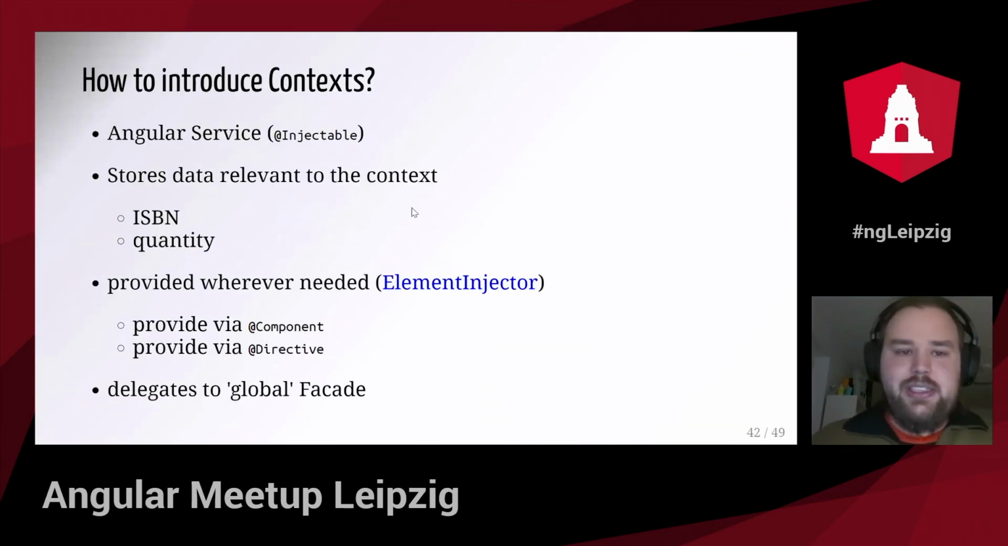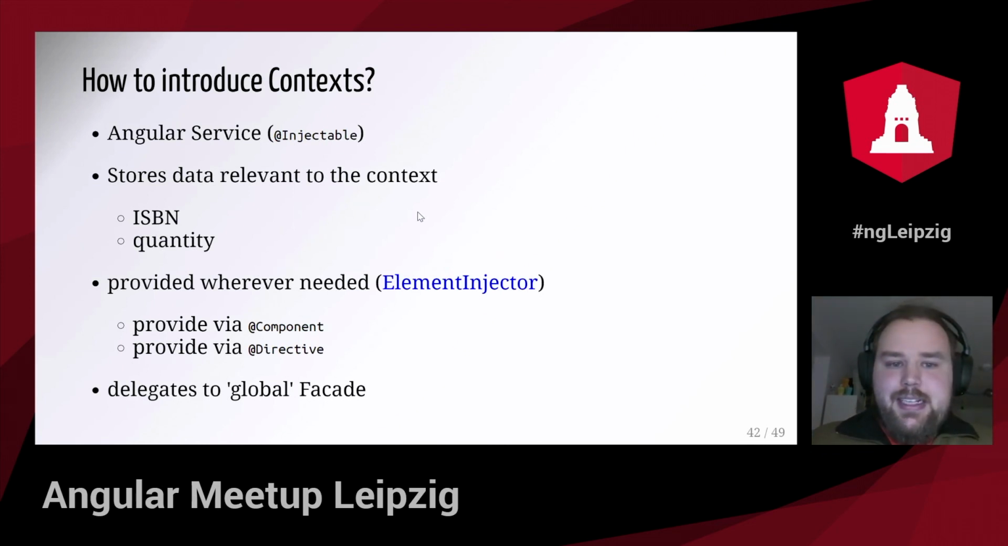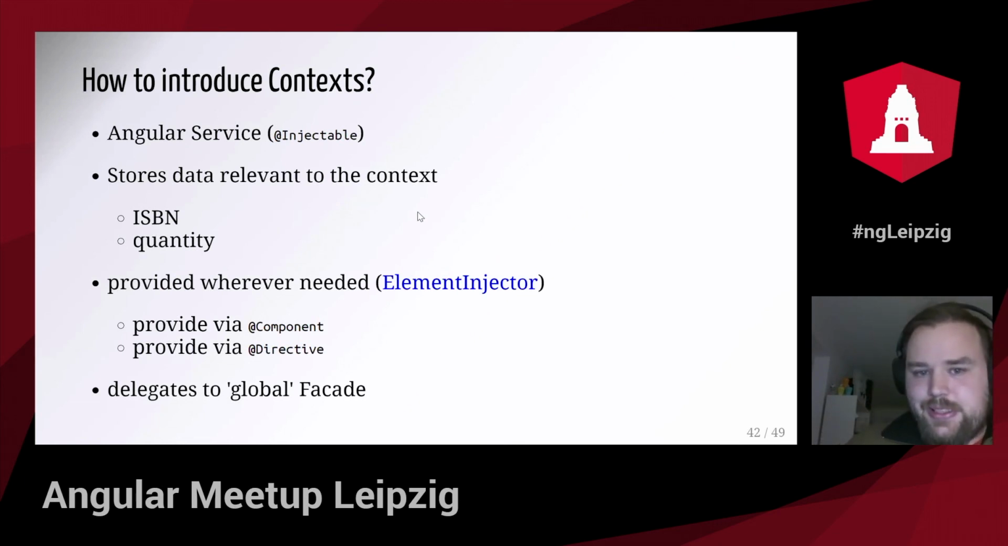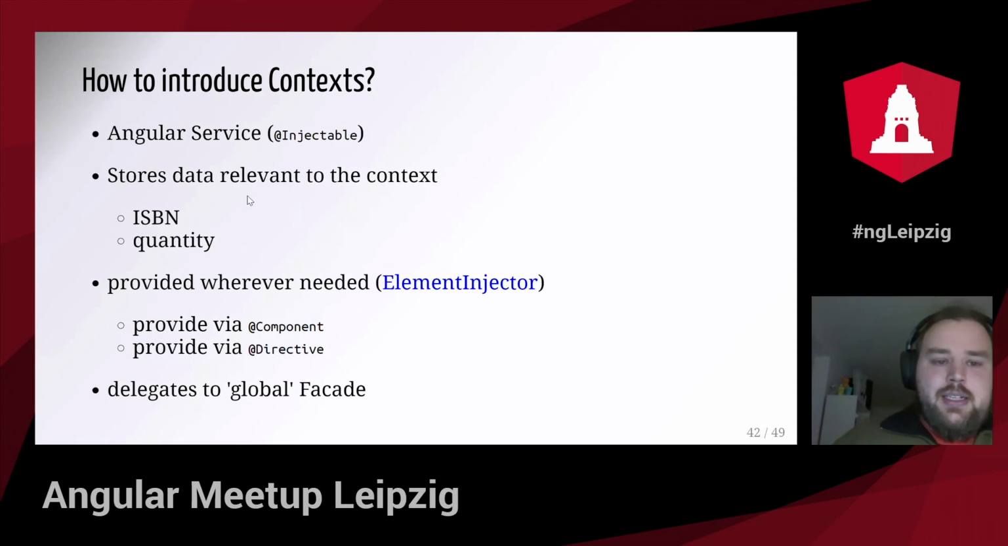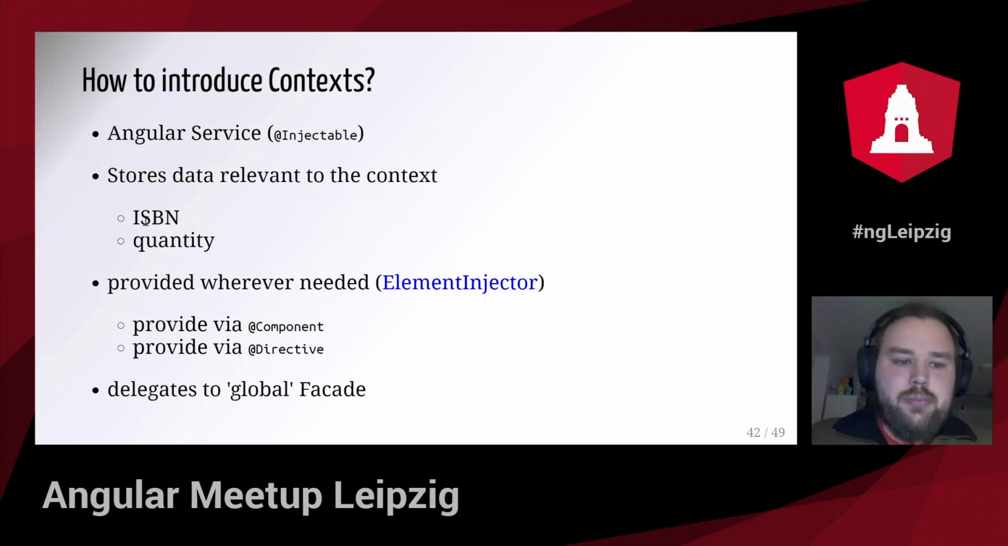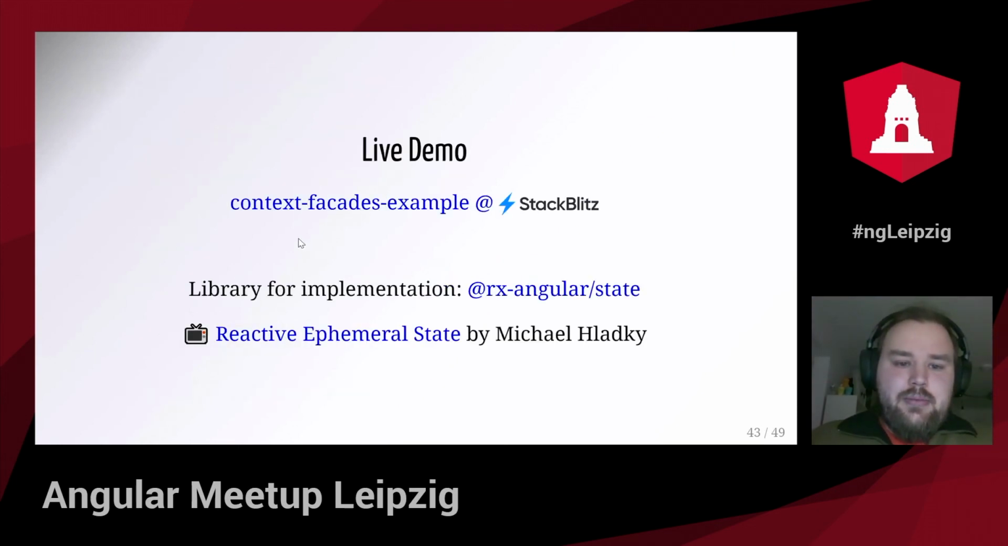So how can we actually use contexts in our components or in our applications? It would just mean we have another Angular service that we are decorating with injectable. Of course, we want to use dependency injection, but this time we're not using the provided in root. The context itself stores data that is just relevant to the context. So in case of our bookshop, we would be using ISBN and quantity as data that is specific to this specific context.